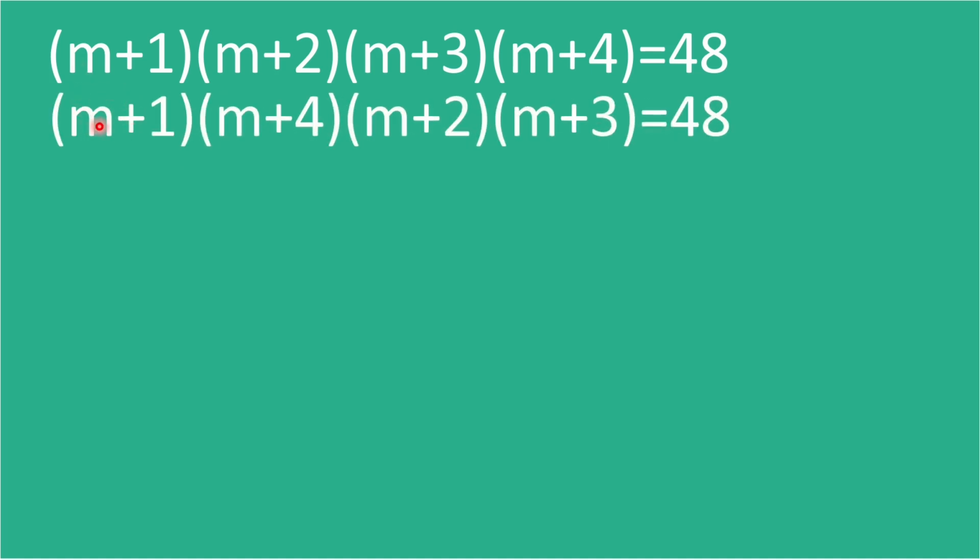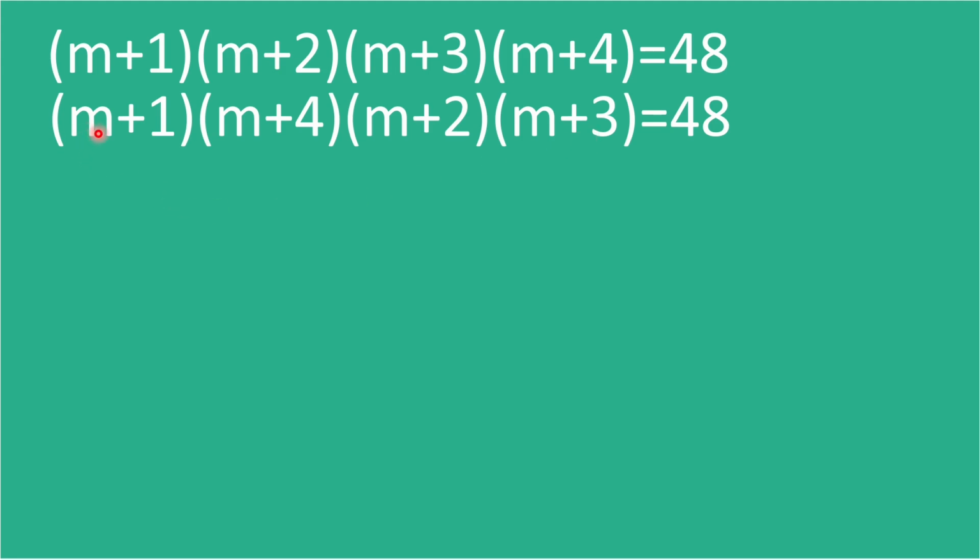So here we have rearranged the equation. We have written this m + 4 with this m + 1. So (m + 1)(m + 4) and these two middle terms in the last, which is equal to 48. And now we will multiply this m + 1 with this m + 4, and similarly we will multiply this m + 2 with this m + 3.